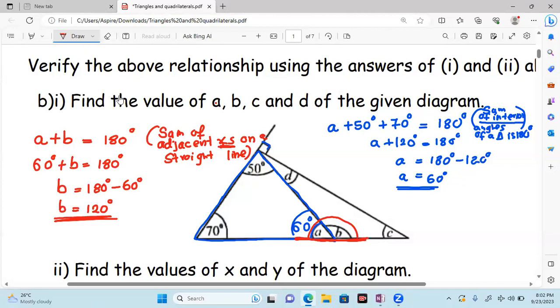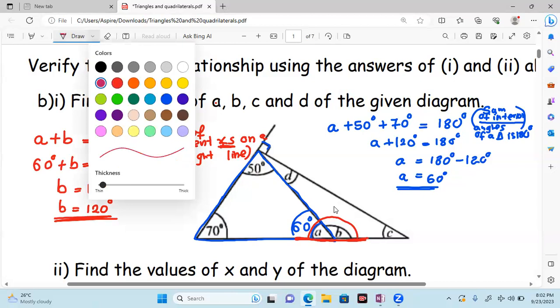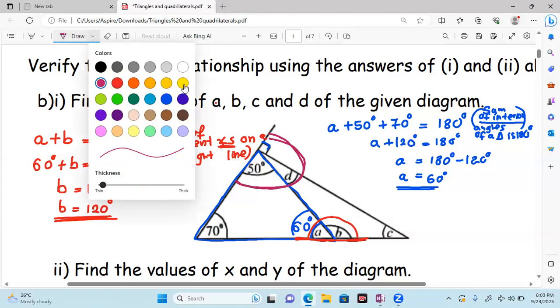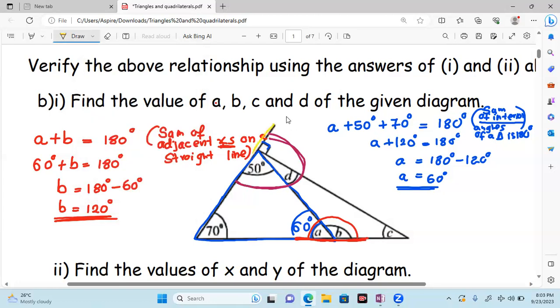And then look at here. Here also there is a straight line. Here also there is a straight line like that. Can you see this? What is the straight line here? Look at here, this is a straight line.